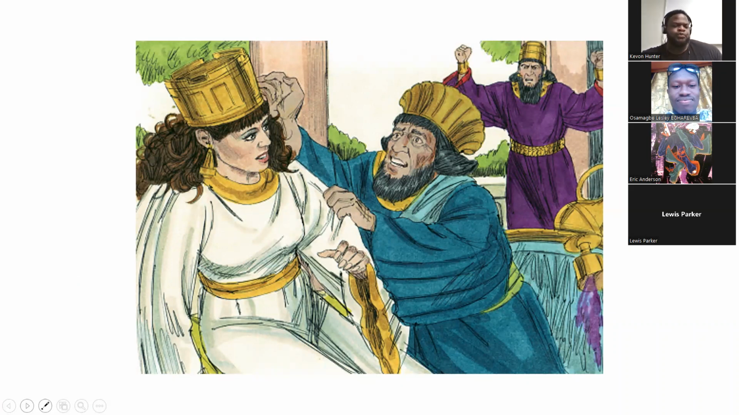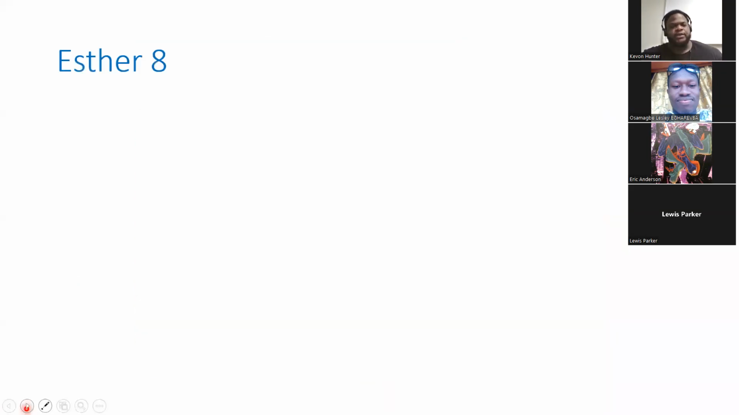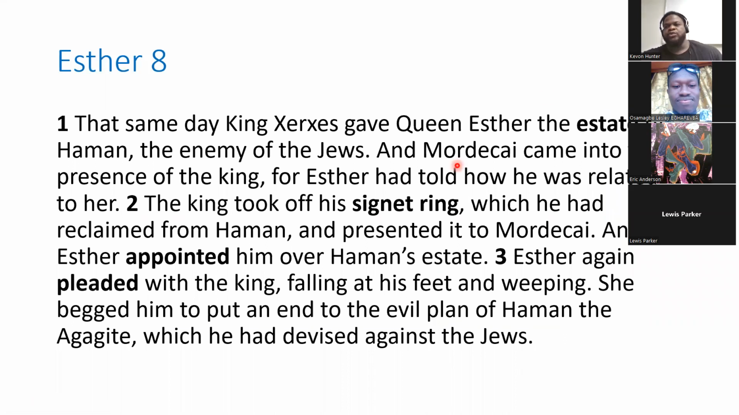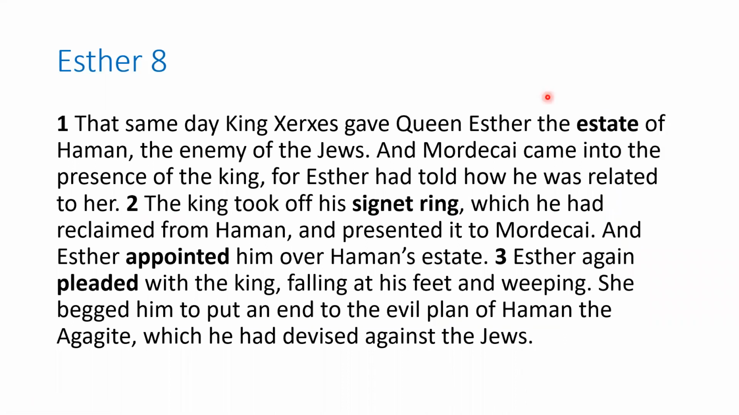Let's go to Esther chapter 8. Now we'll get into the last part, showing Esther's political awareness. Let's go to Esther chapter 8, and I have it here on the screen. Now, this is after Haman has been executed for his crimes against Queen Esther and her people.